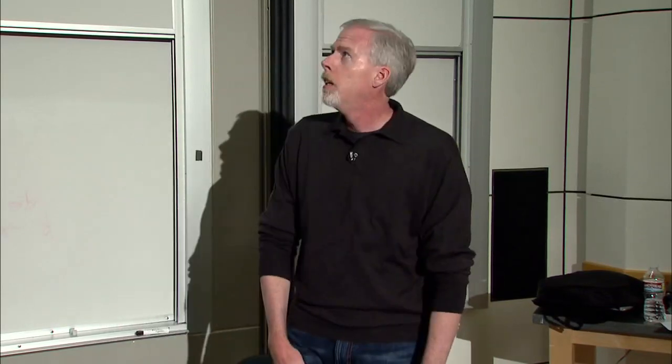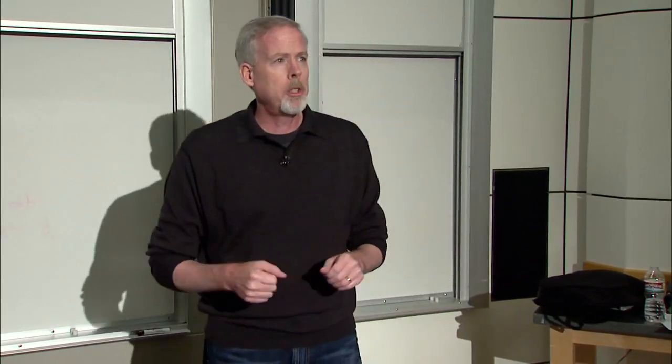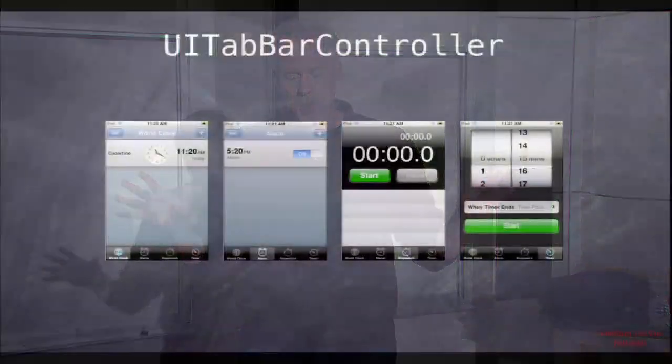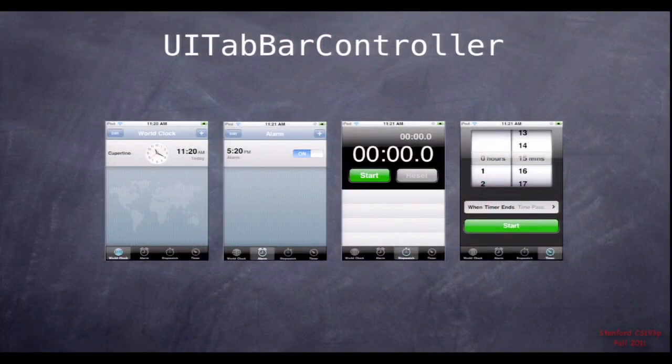All right, so briefly, UI tab bar controller. You've seen this in iPhone, iOS apps. It's the little black buttons at the bottom here. And so, for example, this is the clock app, and you can see that as I click on the tabs going from left to right, it shows me a different view controller. Okay, this could not be more straightforward.